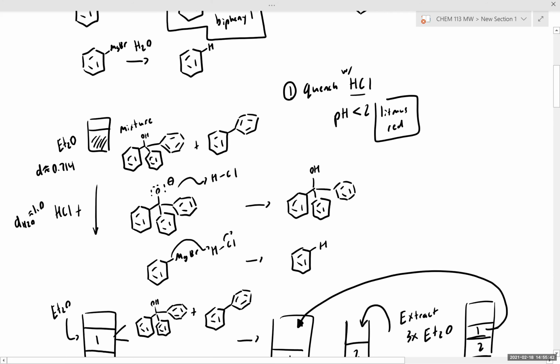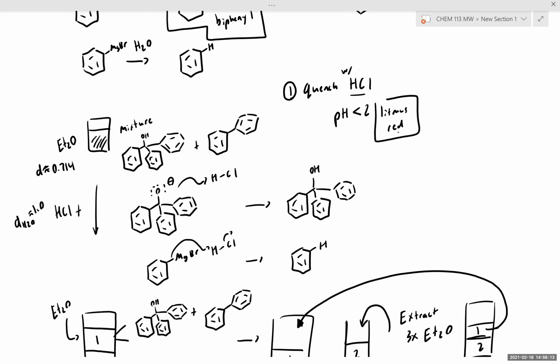And our first step, considering that our solution is currently basic, we need to acidify our reaction mixture with hydrochloric acid. Our goal in this case is to break up our insoluble inorganic salts, and to fully quench all of our excess Grignard and excess equivalents of base present in our reaction mixture. So we're going to add hydrochloric acid until we see a litmus red solution.